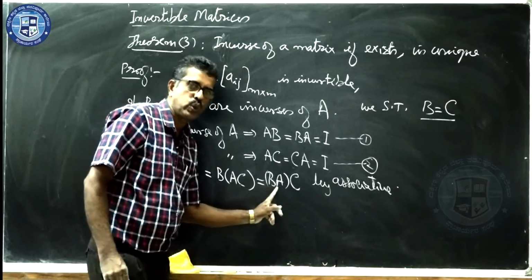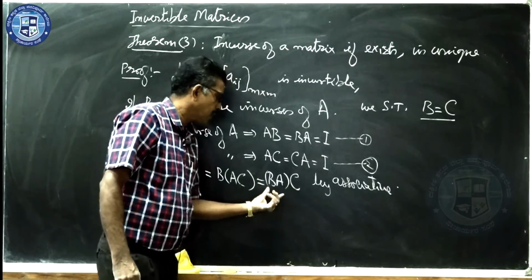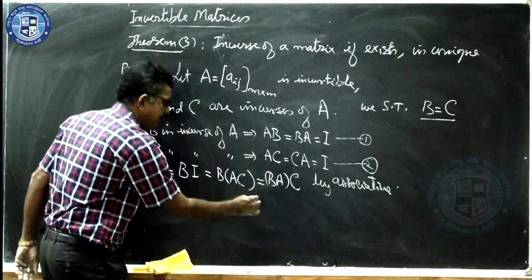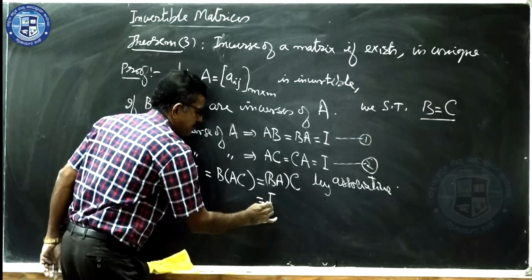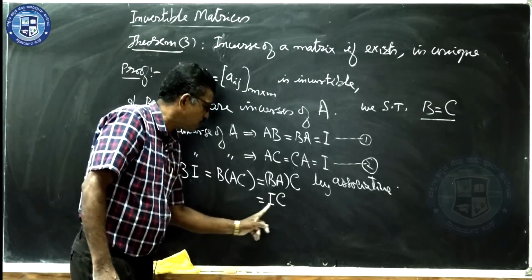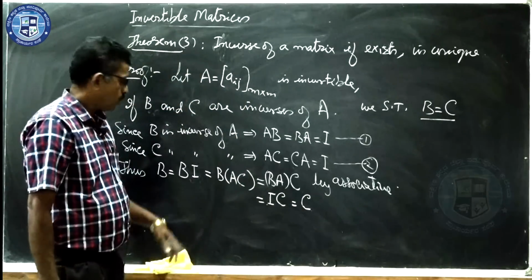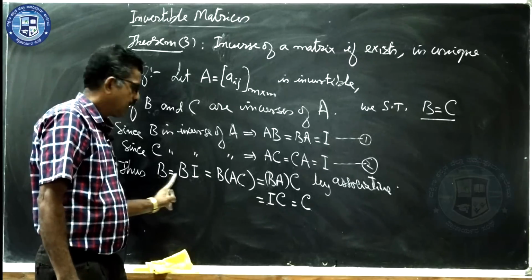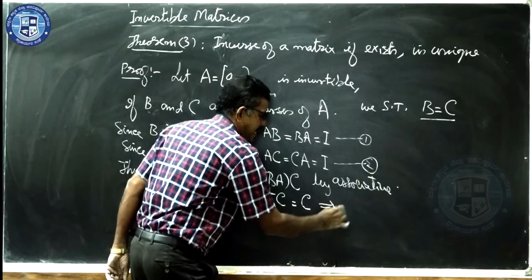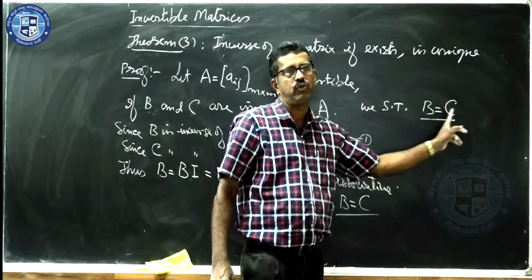Matrix multiplication is associative. Therefore, we have B into AC equals BA into C. Now just apply: what is BA? BA is nothing but I, correct? Into C, IC. What is IC? I into C, identity into C, is equal to C. What did I begin with? I began with B, and I got C. So this indicates B is equal to C, and we were supposed to prove that same thing.